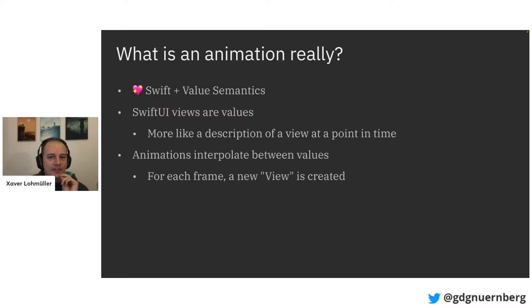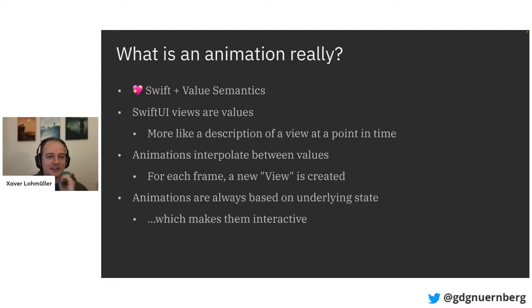And in SwiftUI, animations are always based on some underlying state. And this is the best feature. I think it's very similar in Jetpack Compose, because you have a single source of truth on which everything is based, and this makes them interactive. And if you've tried to make an animation interactive with an object-oriented or procedural framework before, then you know that it's very easy to get them out of sync, to have a different animation state than the underlying state, and it's just a mess.